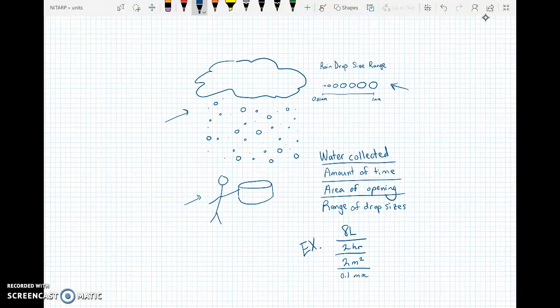and up here you can see that actually the raindrops come in different sizes, and that's going to be important in a little bit. And I've tried to show that here.